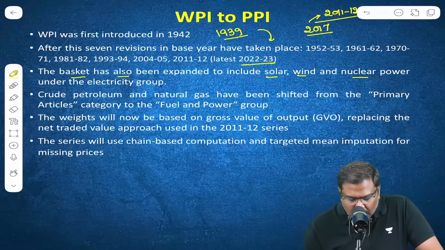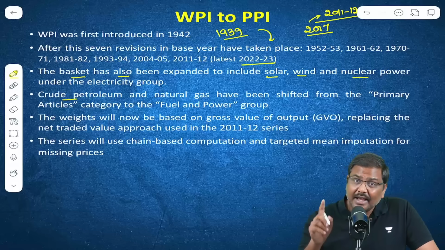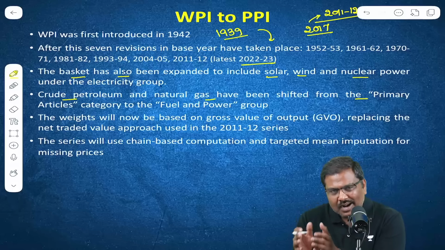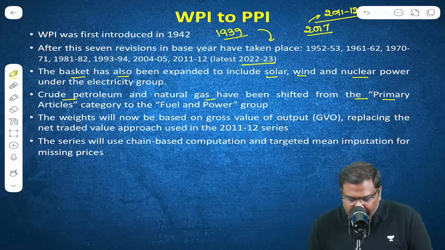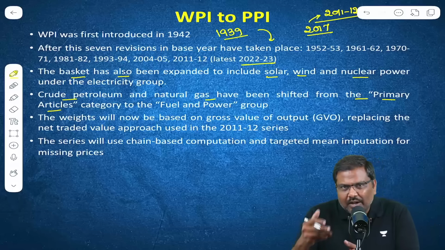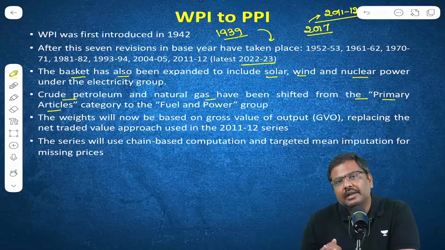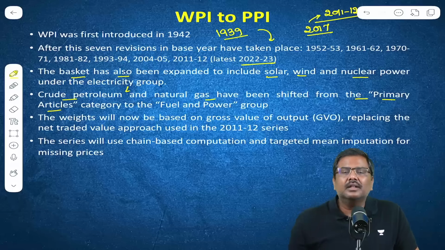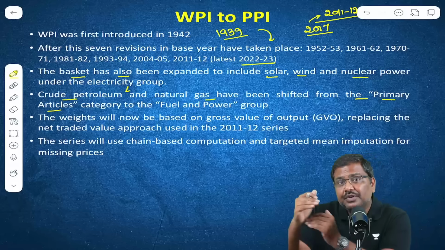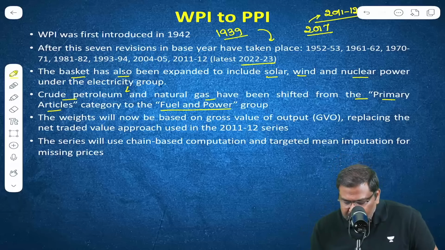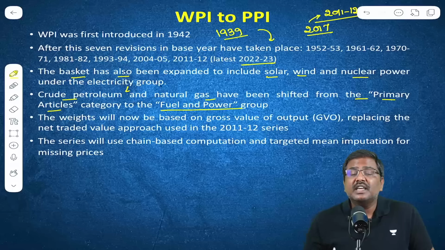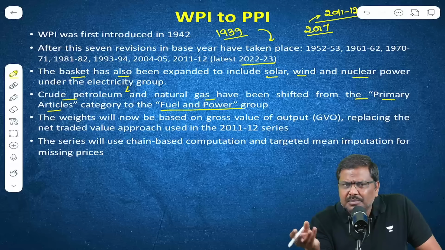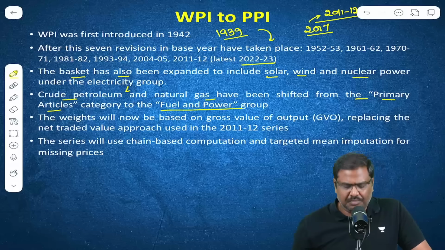Point number two, the crude petroleum and natural gas. Earlier, these were covered or listed under the group called primary articles. Out of three groupings, one of the groups is primary articles. So these two products were earlier listed under primary articles. Now these two have been shifted to another grouping, that is the fuel and power group. This has been done in order to ensure that all these energy items will be covered under one item group.